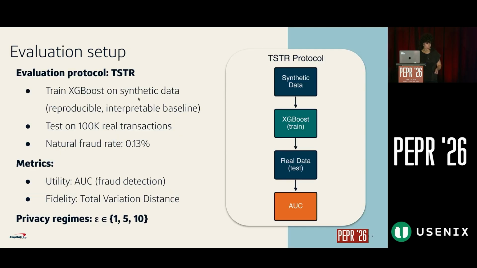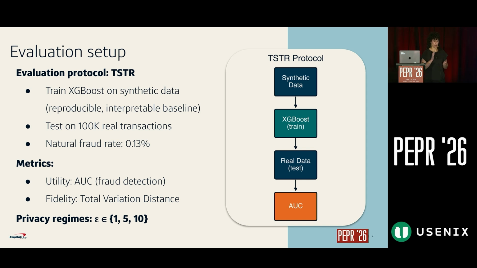Cool. And here's our evaluation setup. We followed the train synthetic test real protocol, and we trained an XGBoost fraud classifier on both of the synthetic data sets, and then tested them on 100,000 real transactions from the holdout set of users, those 400 users that we set aside. It had about a natural fraud rate, so it was a realistic problem that we could solve with that XGBoost classifier.